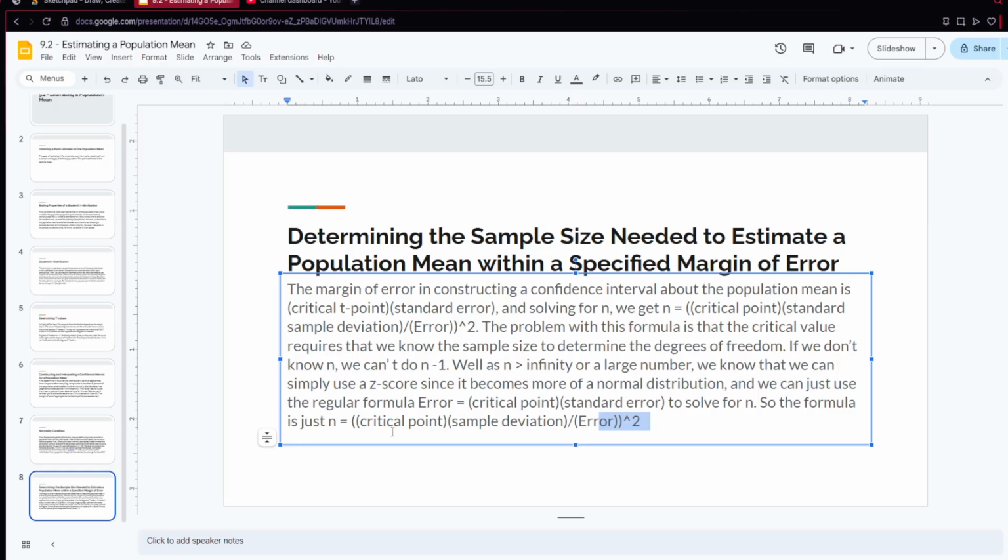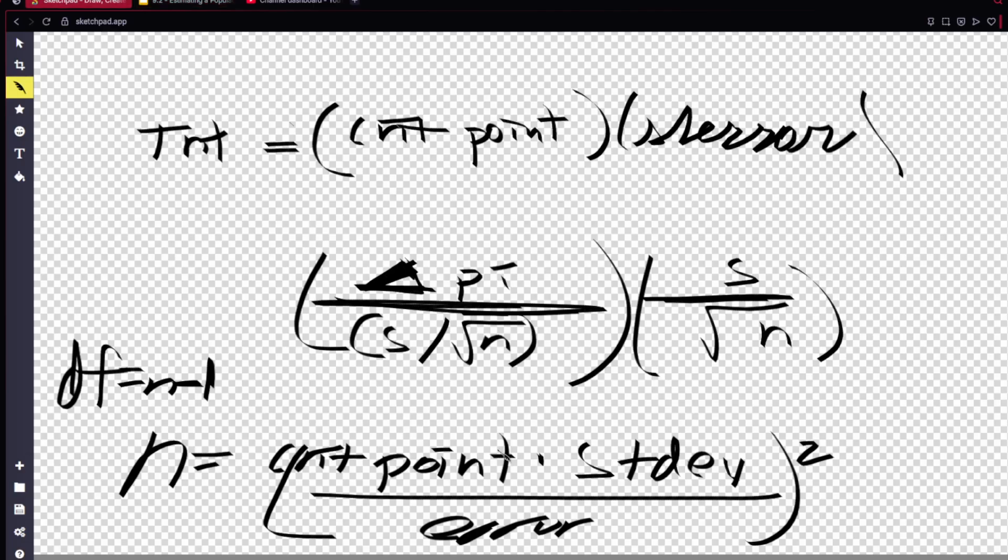So pretty much this is now not a critical t-point, it's now a critical z-point. And for z-points, you don't care about the degrees of freedom because it assumes that the sample is approaching infinity or super large, so the central limit theorem takes over. But you need the degrees of freedom if we're using a small critical t-point, because a smaller one corresponds to less probability.